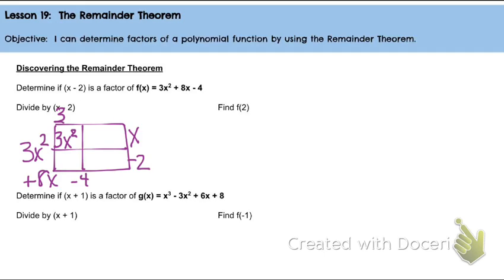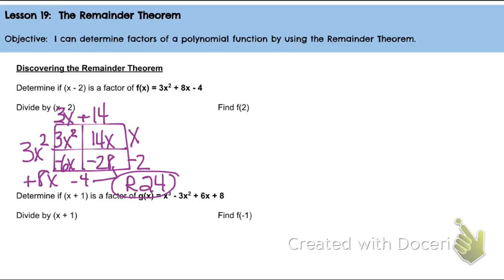So I must have multiplied my x by 3x. Now 3x times negative 2 is negative 6x. But I need a total of positive 8x when I'm all done, so this has to be a 14x. So plus 14, 14 times negative 2 is negative 28. Now the question is, how do I get from negative 28 to negative 4? What do I have to add on to that to get there? And that is a remainder of 24. Negative 28 plus 24 is negative 4.